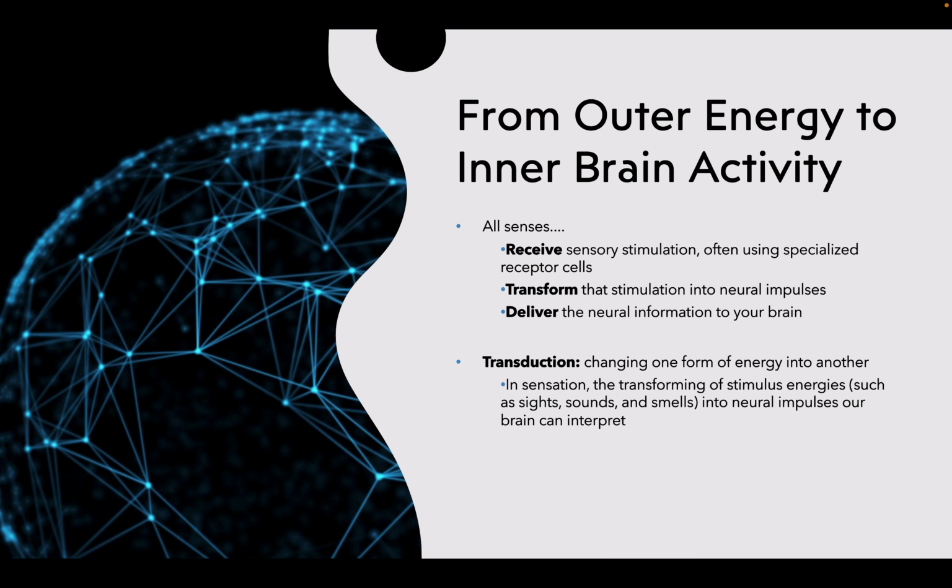Then we transform that stimulation into neural impulses, which we talked about in chapter 2. And then those neural impulses are delivered to the brain, where we then process it in order to get to the perception. This is done through transduction.